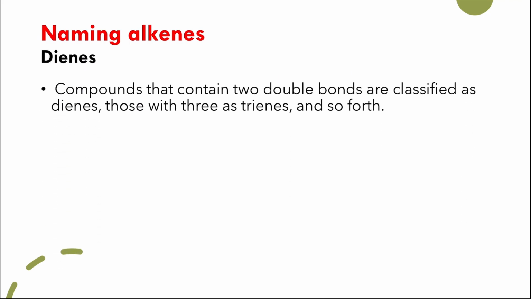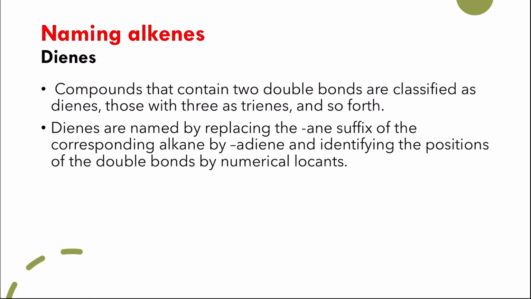Dienes are hydrocarbons which have two double bonds in the same structure. To name dienes, we need again to find the longest chain of carbon atoms that has the two double bonds and then start numbering, which gives the two double bonds the lowest possible numbers. And then as normal, we're going to name it using the suffix diene.